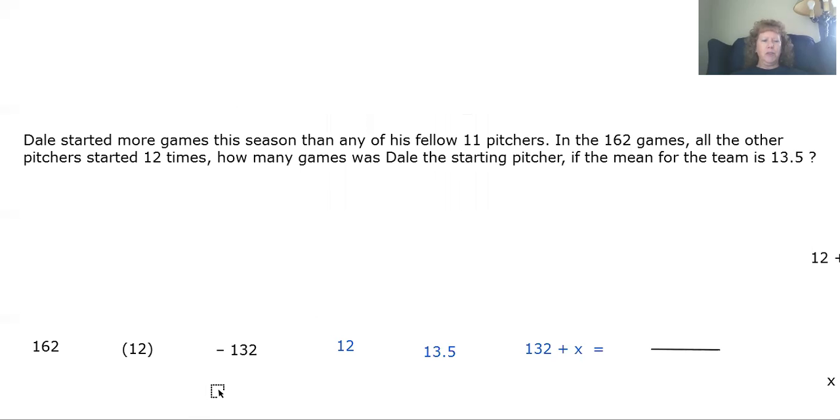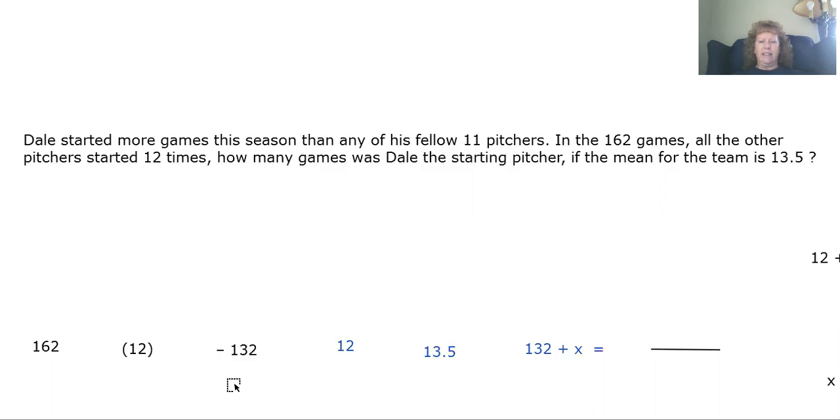The first problem said Dale started more games this season than any of his fellow 11 pitchers. So that means there were 12 of them altogether. In the 162 games, all of the other pitchers started 12 times. So 11 pitchers started 12 times. How many games was Dale, the starting pitcher, if the mean for the team is 13.5?